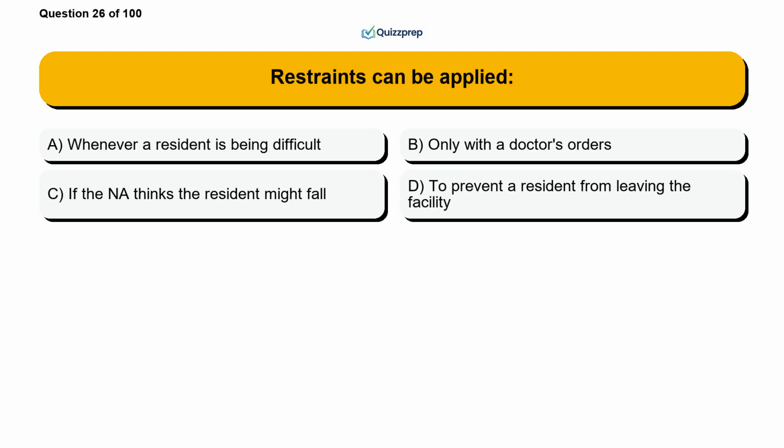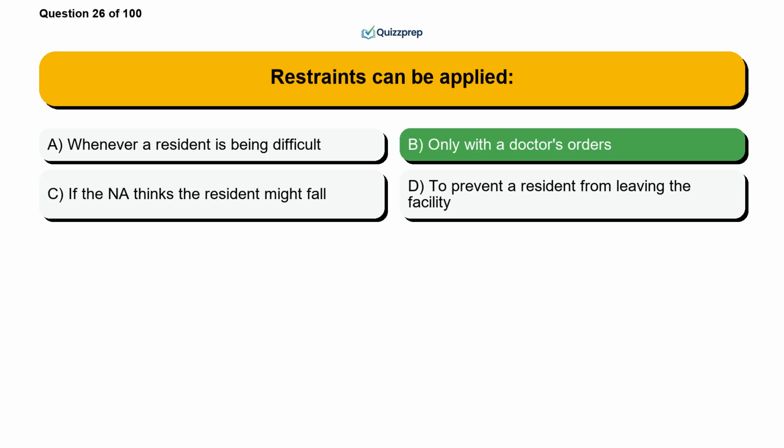Question 26. Restraints can be applied. Option A, whenever a resident is being difficult. Option B, only with a doctor's orders. Option C, if the NA thinks the resident might fall. Option D, to prevent a resident from leaving the facility. The correct answer is option B, only with a doctor's orders.